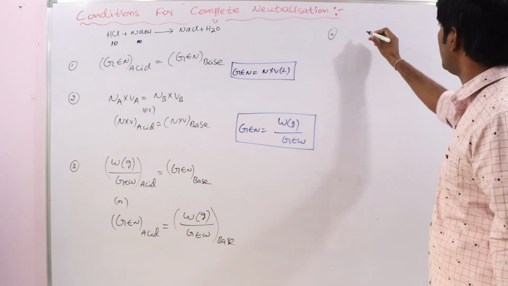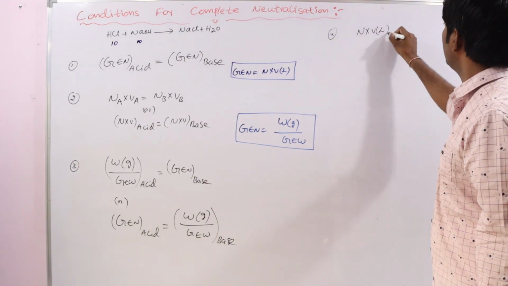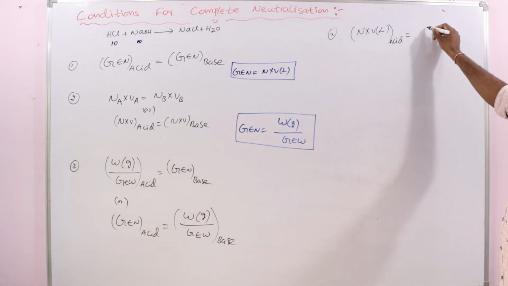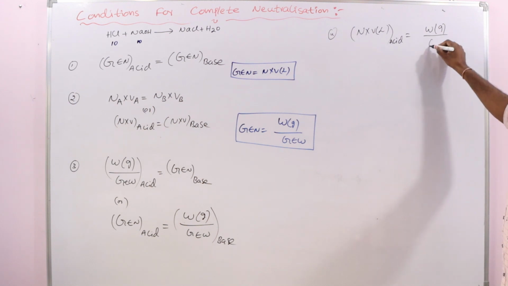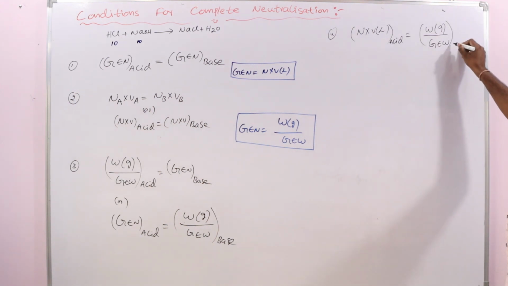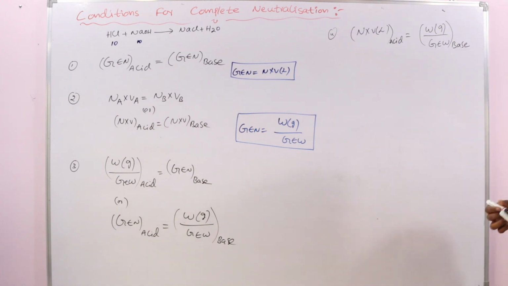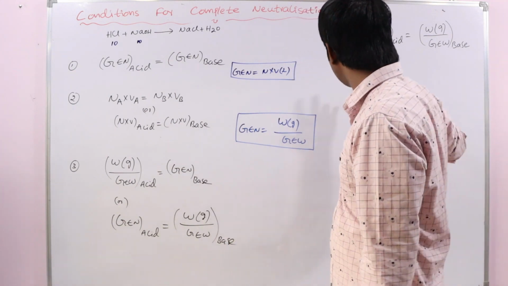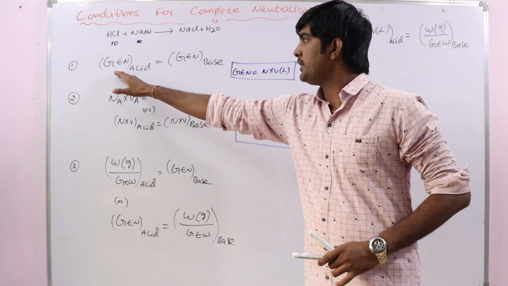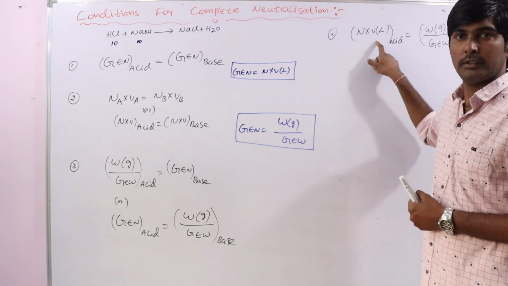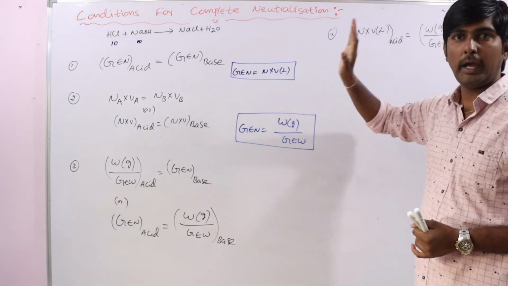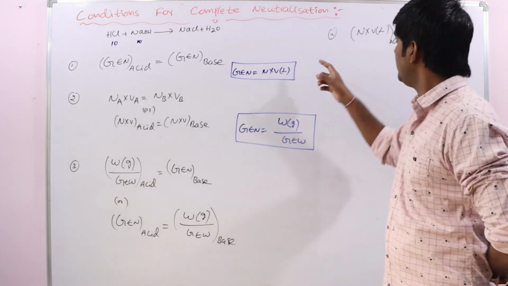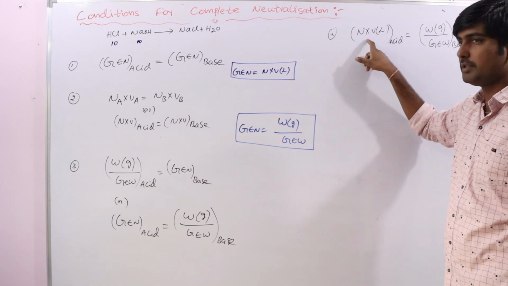Or we can write the relation in this way also: N into V of acid is equal to... yes or no? See, this is the base equation. Remember this. If you remember this one, we get all these relations. Now GEN of acid we can write as N into V. Suppose normality and volume of the acid is provided. See, if weight of acid is provided, use this relation. If normality and volume are given, use this relation.